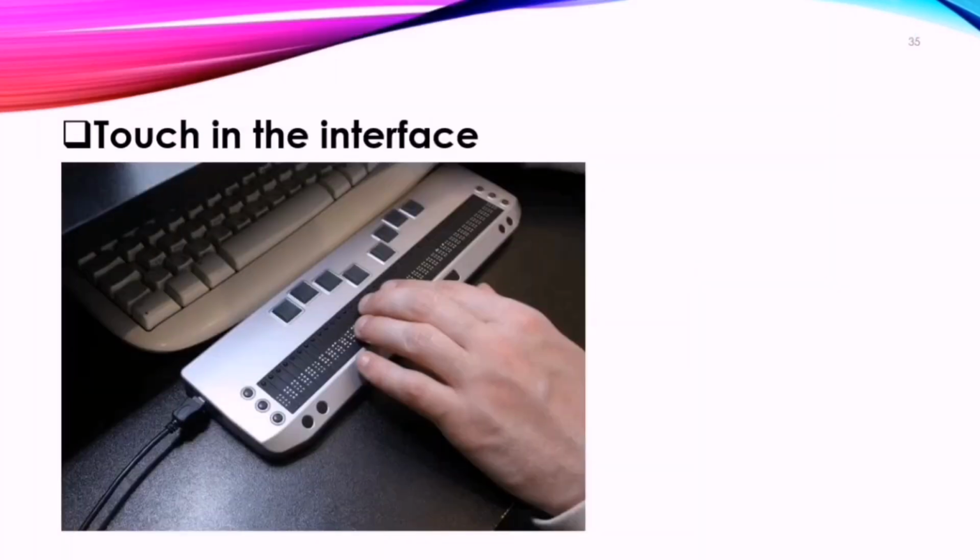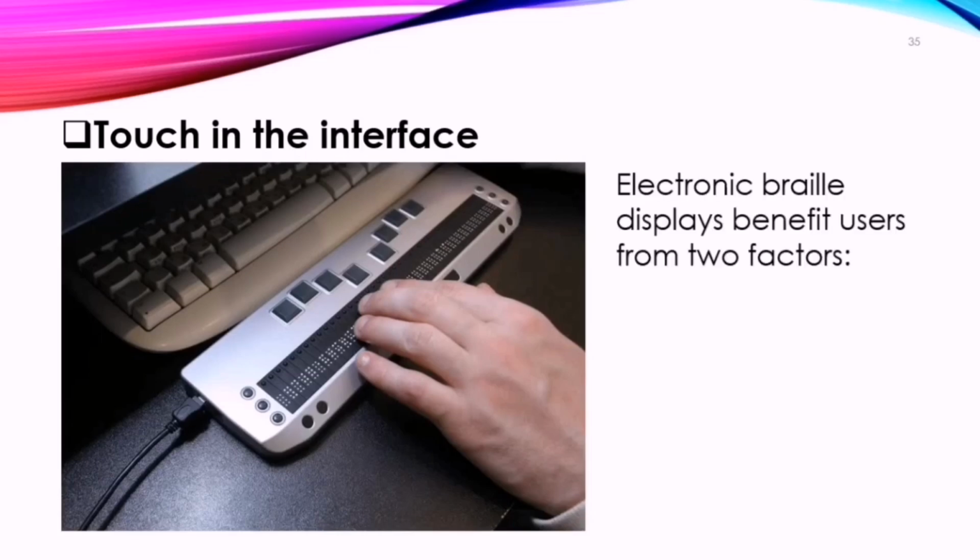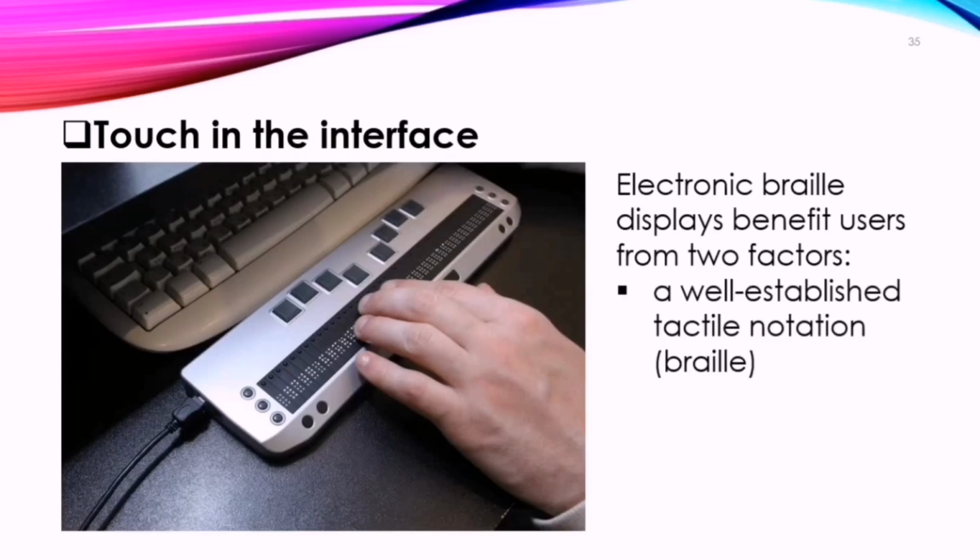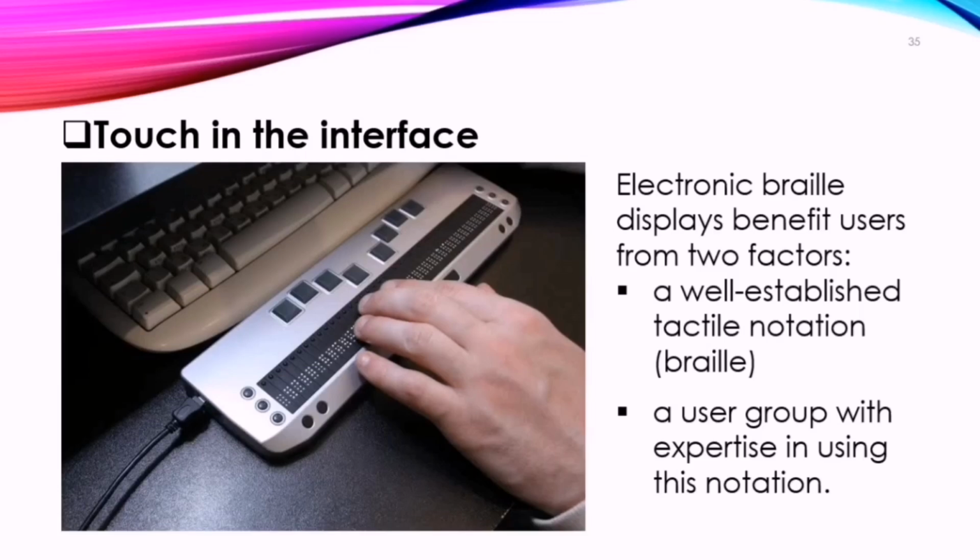An example of a tactile device is the electronic braille technology, which helps visually impaired persons to use the computer, like what is shown on this presentation. Electronic braille displays benefit users from two factors: a well-established tactile notation using the braille technology, and a user group with expertise in using this type of notation.